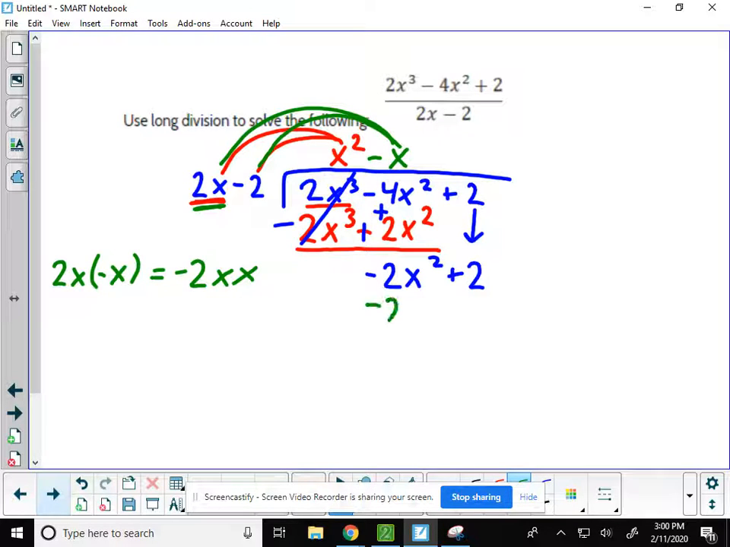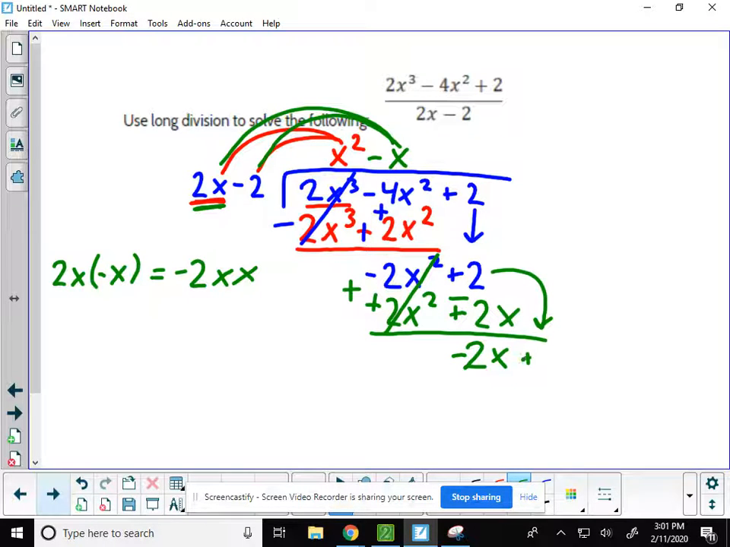So I have negative 2x squared and then plus 2x. Okay, so this becomes minus minus, and that goes away. These are not like terms, so you can't put those together. You're going to have negative 2x because you're subtracting this one, and then this guy is going to come down as plus 2.